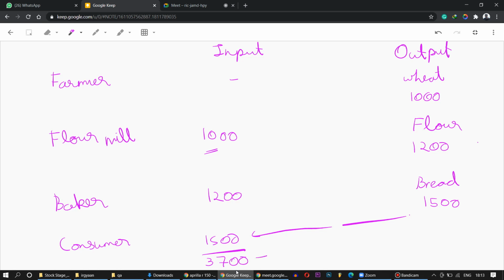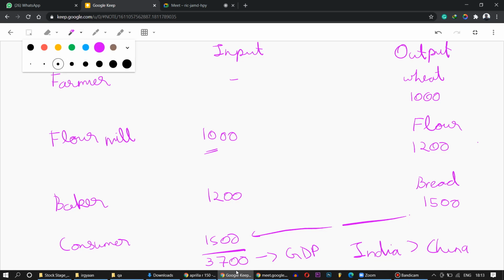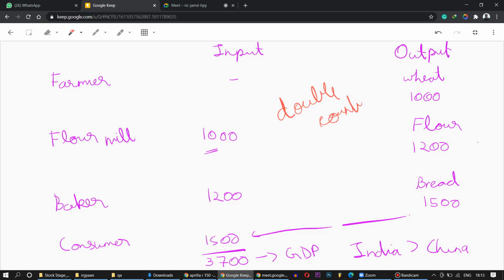So 3,700, if we put that in GDP, India will become better than China. And this is wrong, this is incorrect, we must not do that, and that is why double counting exists. This is the problem of double counting. In your exam, you need to draw this example because this is worth 100 words. If you can just draw this neatly, explain to them, they will understand.